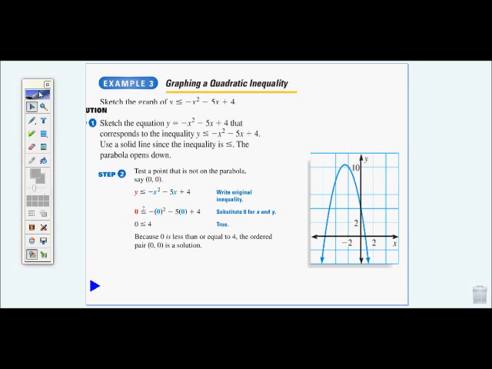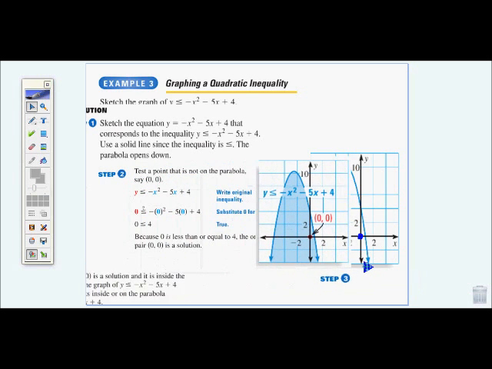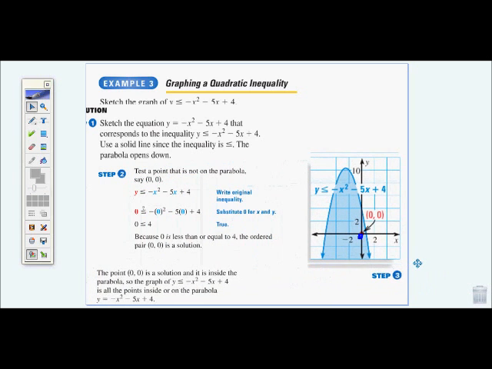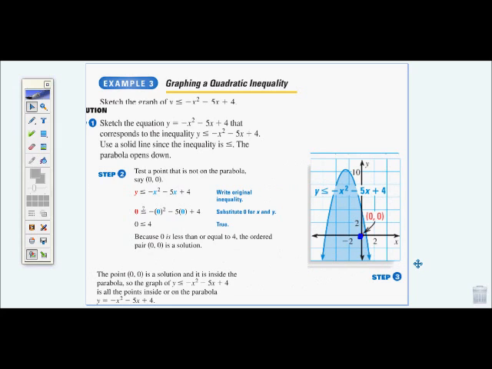Step 2 then would be that we need to test a point. The point 0, 0 does not lie on the parabola, so we can go ahead and use that. Is 0 less than or equal to negative 0 squared, which is 0, minus 5 times 0, which is also 0, plus 4? Is 0 less than or equal to 4? That is true. So because that is true, we want to go ahead and shade the parabola on the inside.